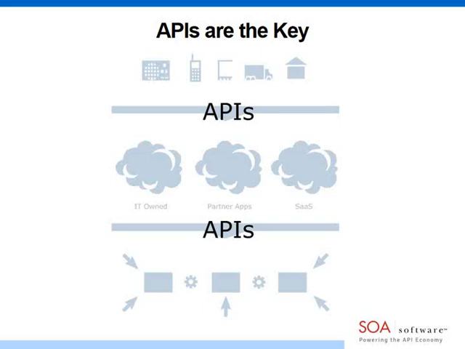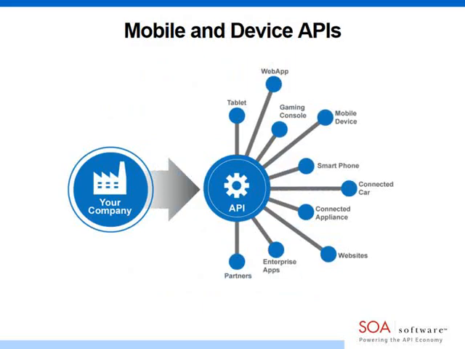So I'm building APIs, and APIs are fundamentally becoming the fabric that ties cloud-based applications with internal IT-based applications and mobile and web-based applications. And I really believe the API is becoming the currency in this new economy that we're seeing emerging. Just as an example, if you look at mobile and device APIs, companies are building these APIs to meet the needs of tablets, web applications, gaming consoles, mobile devices, smartphones, connected cars, appliances, websites, enterprise apps, and partners. I could go on and on.